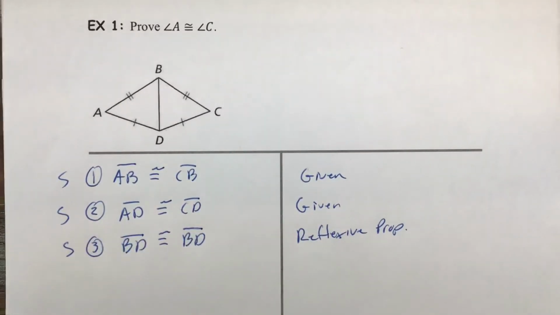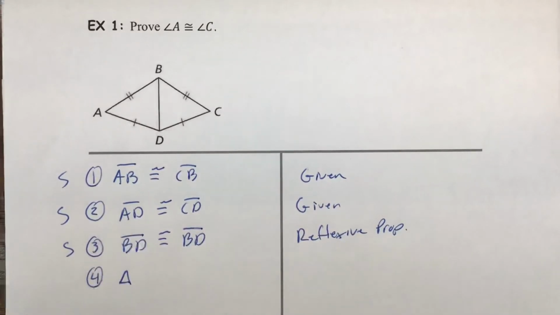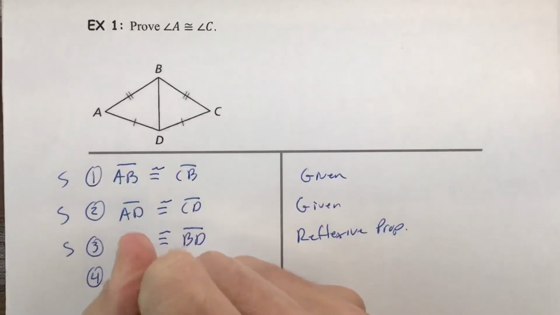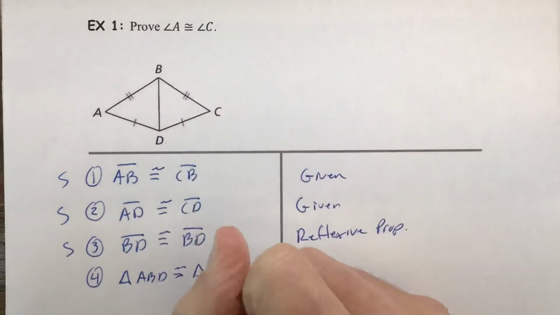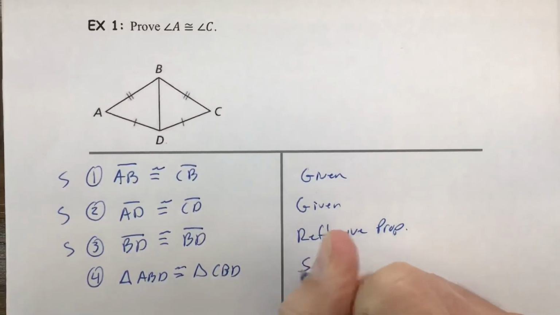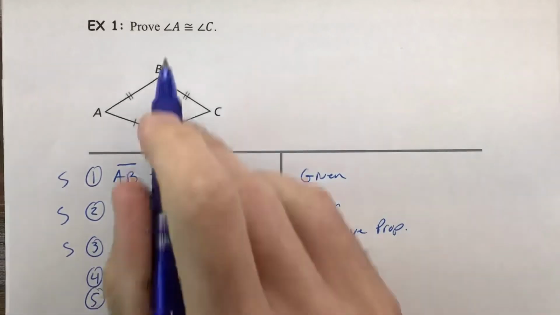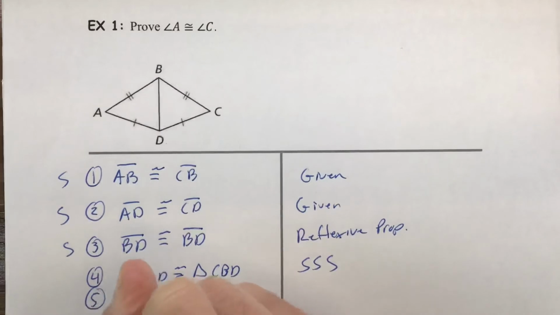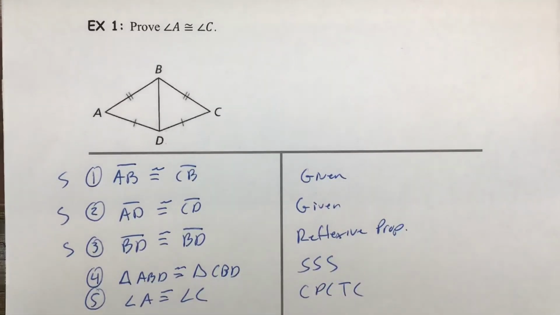And with that, we have proven that the two triangles are congruent using side, side, side. But we have to state that. So for step 4, we can write triangle ABD would be congruent to triangle CBD. Reason is side, side, side. And last, we can actually state what we needed, which is that angle A is congruent to angle C. And the reason for that is CPCTC, which stands for corresponding parts of congruent triangles are congruent.